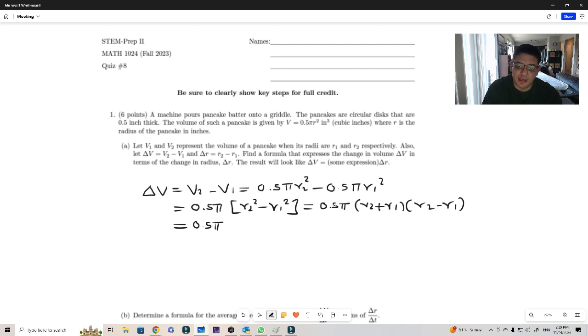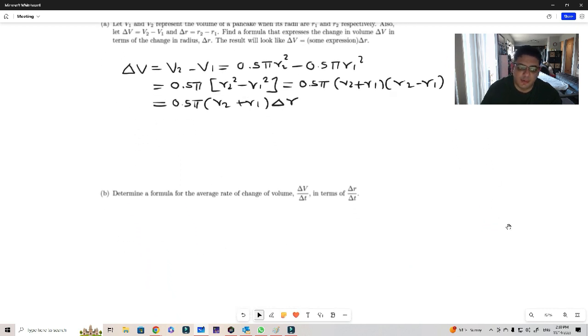Now, once you get here, you've got the delta R, notice. So it's only 0.5 pi times R2 plus R1, times delta R. And so that's it. This is the expression that we were looking for.